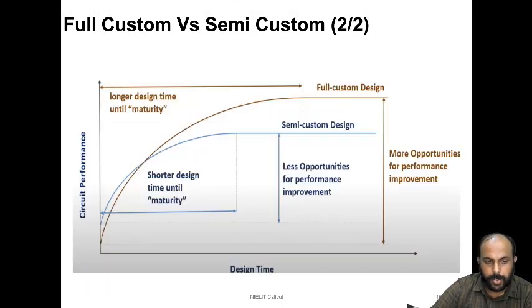So this is a pictorial depiction of what we discussed so far. If you look at the y-axis we have the circuit performance, and on the x-axis we have the design time. If you look at it, it requires more time, okay, for full custom design to mature, whereas it is relatively lesser in the case of semi-custom design, which is shown by the blue line. Okay. On the other hand, if you look at the circuit performance, the semi-custom design gives you lesser scope of performance improvement in terms of PPA optimization, whereas it would be having more scope of improvement of performance in the case of full custom.